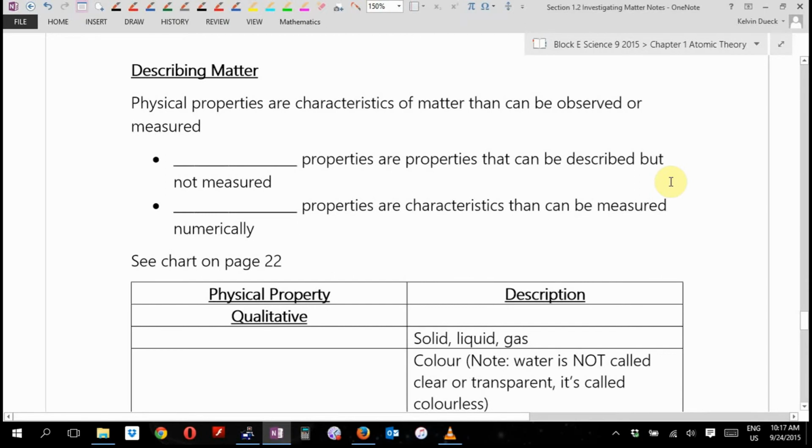So one of the things we're going to be talking about is how do we describe matter? There are certain words that we use. There's going to be a bunch of them on the list, and then I'm going to tell you in particular which ones I expect you to know. Some of them you already know just because you know English.